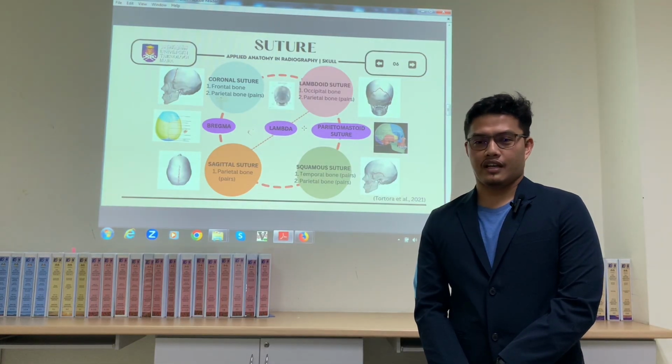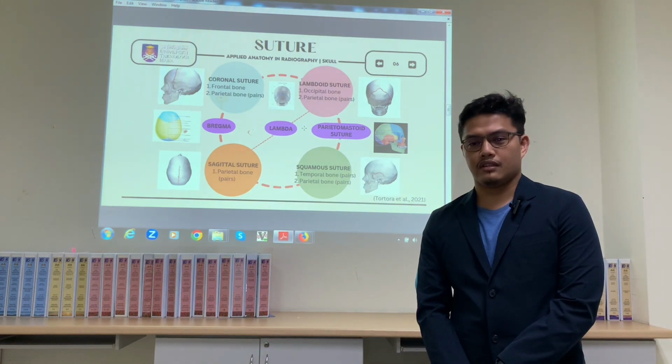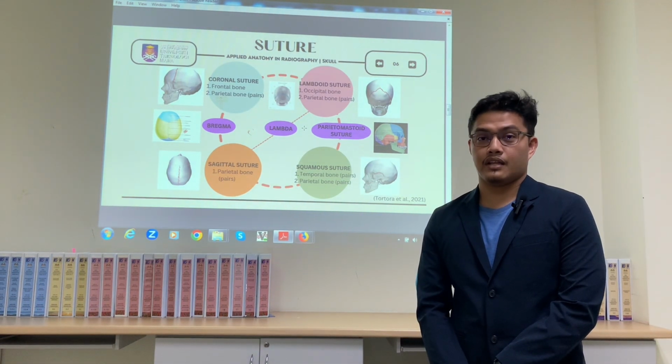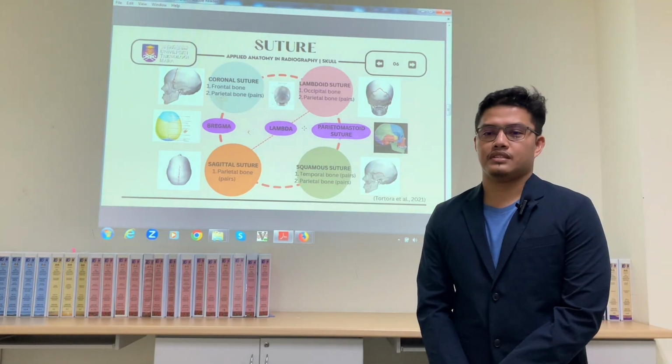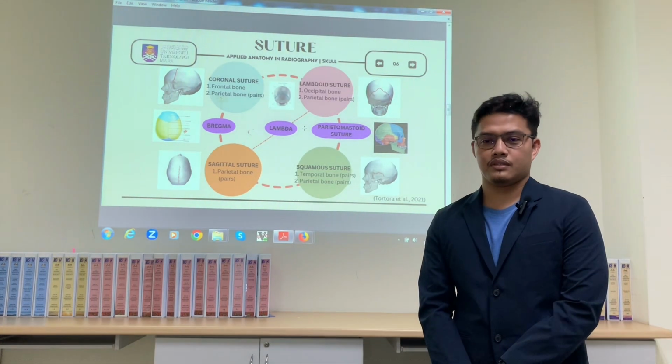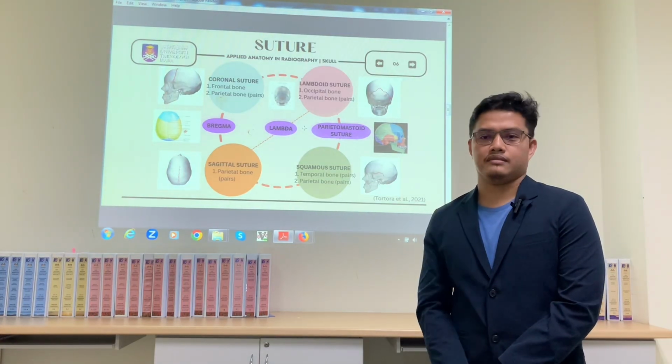And then we have lambda. Lambda is the junction between the lambdoid suture and the sagittal suture, where they meet. And then we have the parietomastoid suture, which is the junction of the lambdoid suture and the squamous suture, located at the lateral side.